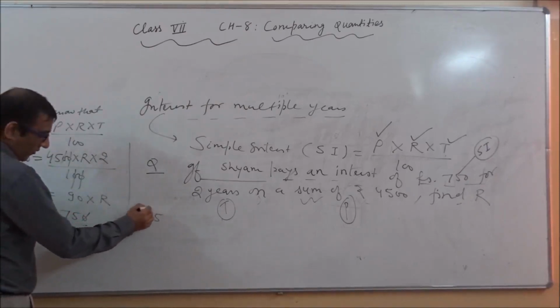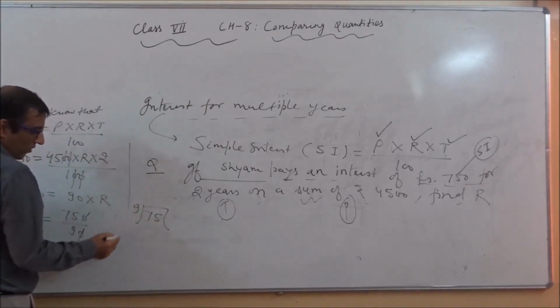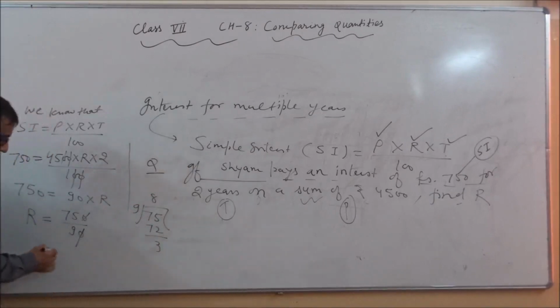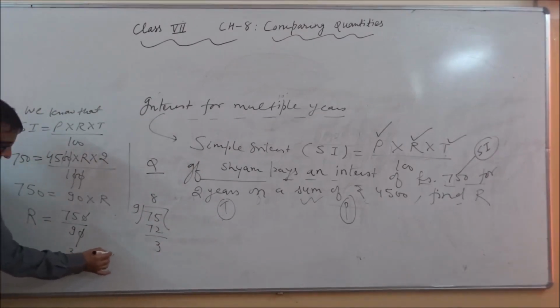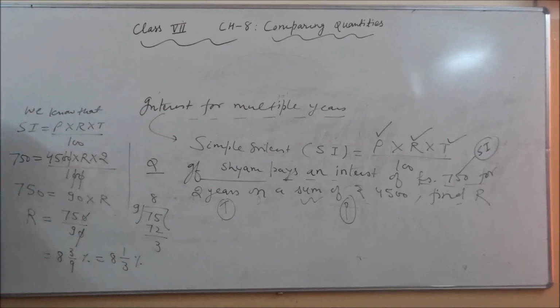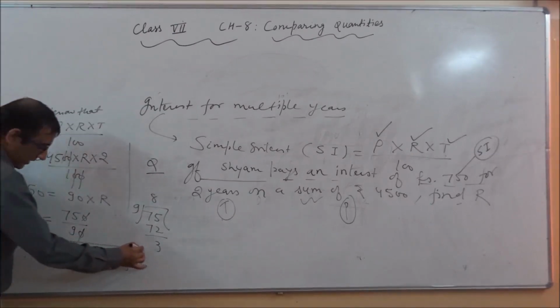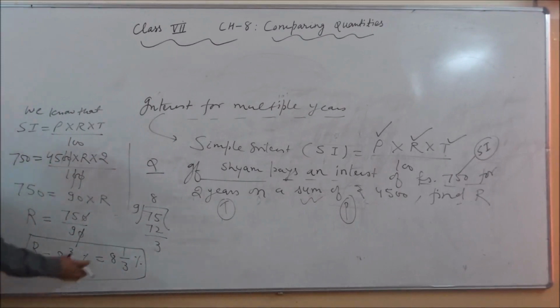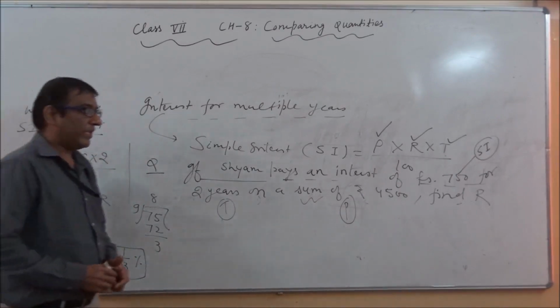So what we will do? We will divide 75 by 9. So it can be written as 8 by 3 upon 9 percentage, or when we solve it further, it becomes 8 and 1 upon 3 percentage, because R is always related with percentage. That's why we can say for this example, the value of rate of interest is 8 and 1 upon 3 percentage.